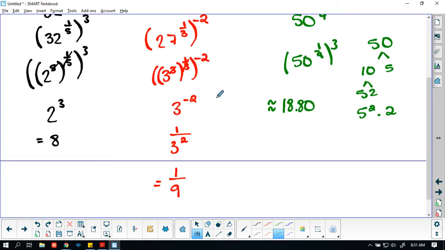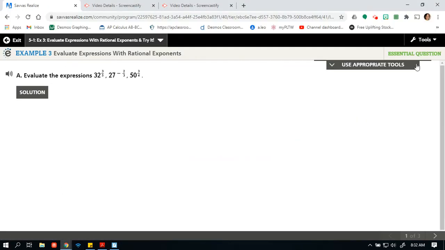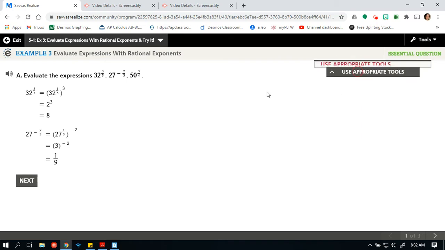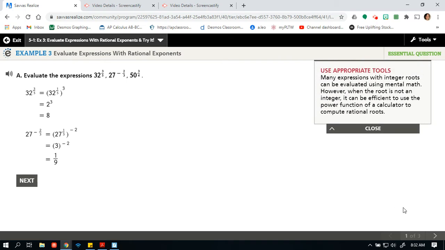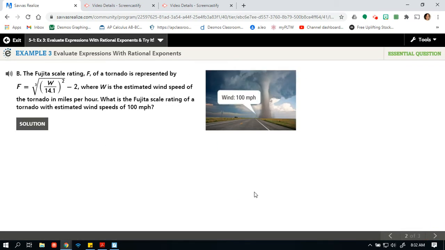In your calculator, you could just type in 50, and make sure that this is in the exponents. If you have a TI-83, this is 50 caret parentheses 3 divided by 4. Or even in your 84s, that's how you would type it in. All right, and you would get something around the lines of 18.8. Right, so there are their solutions. Use the appropriate tool. Use the calculator if needed to do an approximation. But let's look at part B.